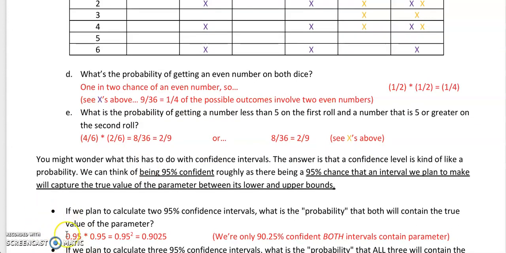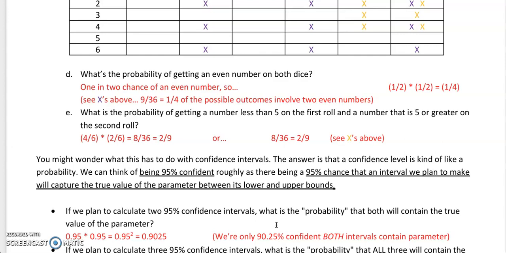So let's say I'm going to make two 95% confidence intervals. The first one has a 0.95 probability that it contains the mean. The second one has a 0.95 probability that it contains the population mean. And if I multiply those together, I actually find out that I'm only about 90% confident that both of my confidence intervals contain the population mean or whatever other parameter I'm looking for. So I'm actually not 95% confident in the two intervals together. I'm only 95% confident in each one individually.